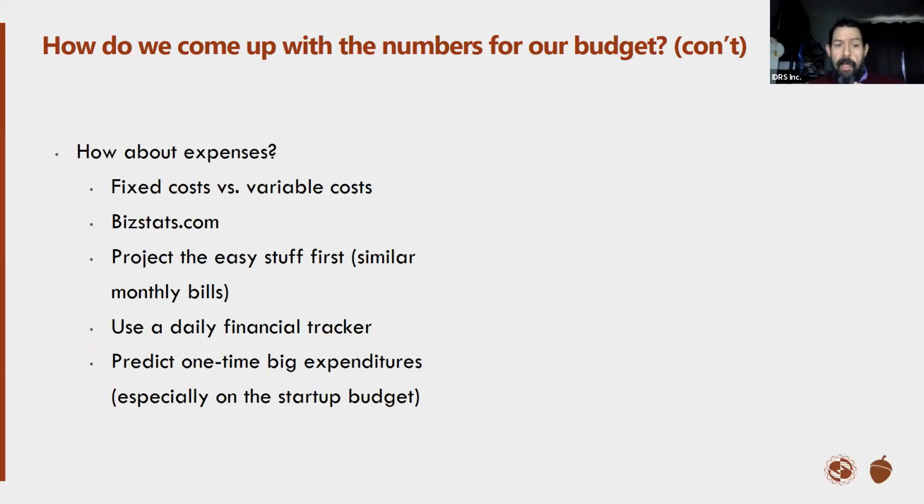So we talked about fixed costs, variable costs, biz stats, the easy stuff, financial tracker, and then predict one-time big expenditures, especially on the startup budget. So we have a startup budget. If you've never been in business, there may be things that you need to purchase up front. That's the startup budget. Oftentimes, those are not items that are recurring, that happen on a regular basis, either monthly or quarterly, whatever the recurring time frame is.